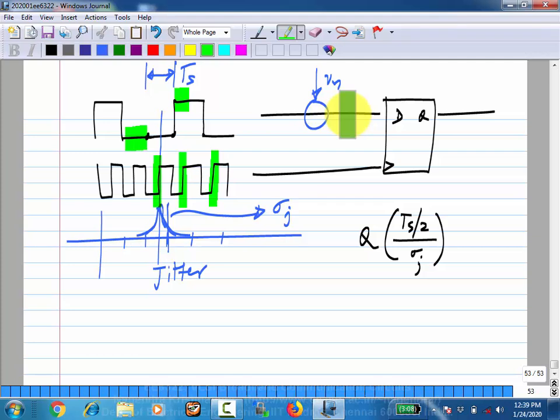Yeah, so that's what we'll do next. We'll see how the jitter is specified. There are different ways to specify jitter, but essentially the relevant part of the clock is the edge position, and the location of the edge position is different from ideal. So that is jitter, okay?